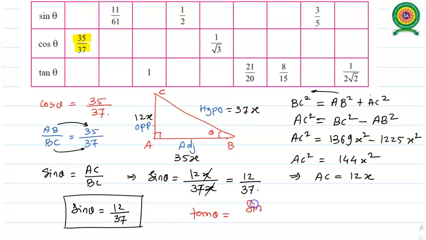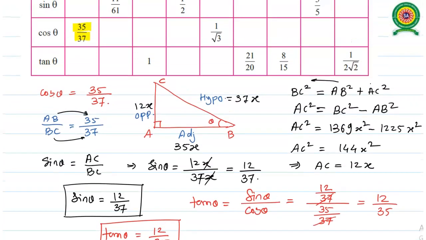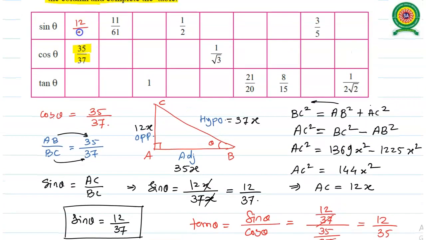Tan θ equals, as per the relation between trigonometric ratios, sin θ upon cos θ. The sin θ value is 12/37 while the cos θ value is 35/37. The 37 from both denominators gets cancelled, and we are left with 12/35. So the value of tan θ is 12/35. Now note down these two values in the table: sin θ is 12/37 and tan θ is 12/35.